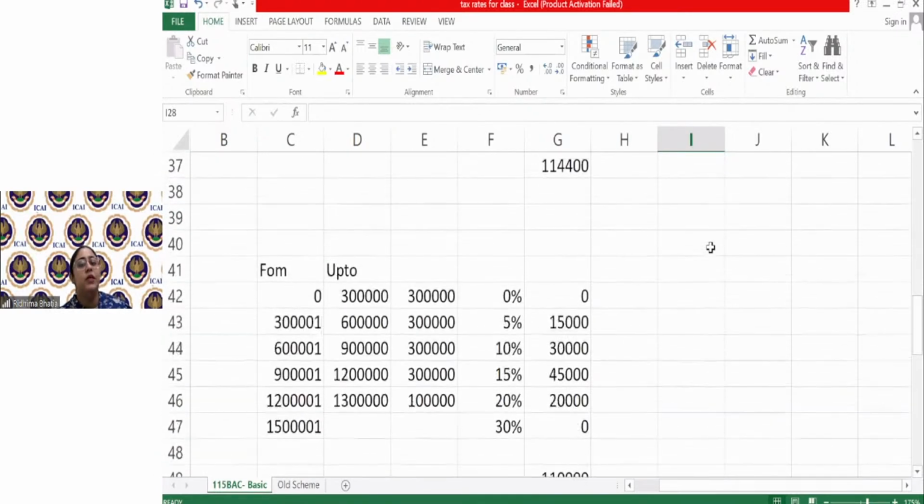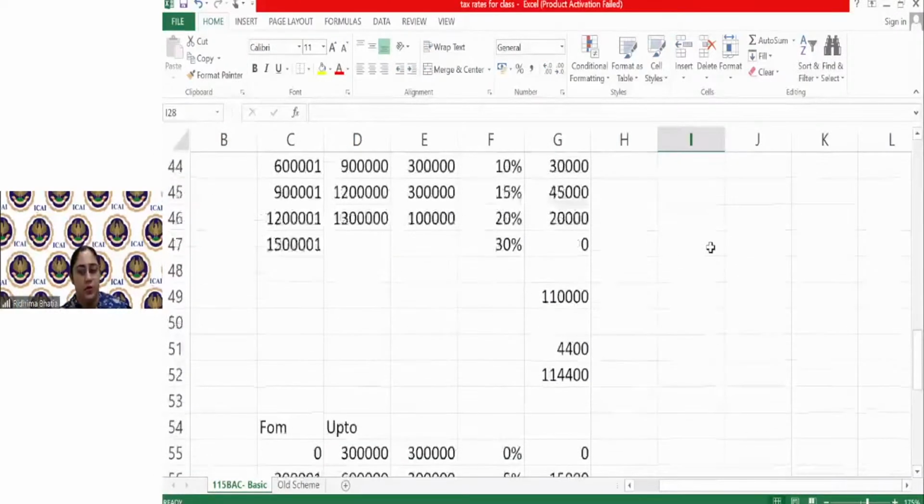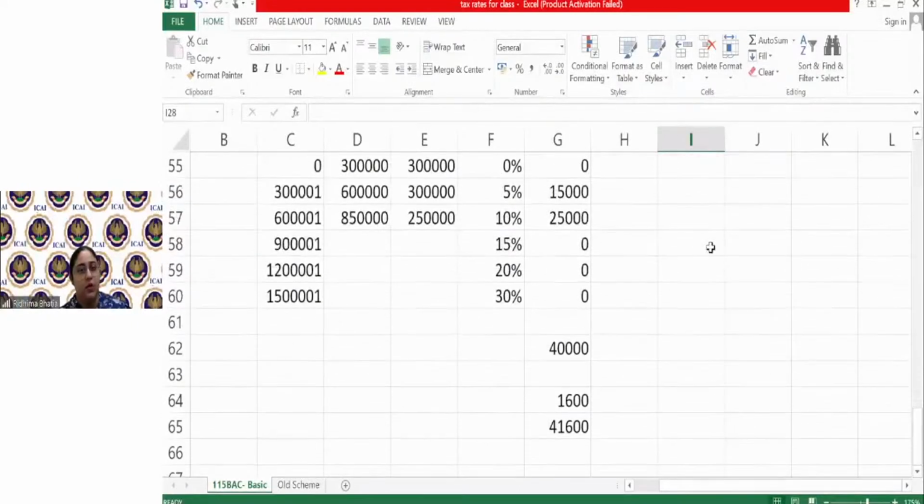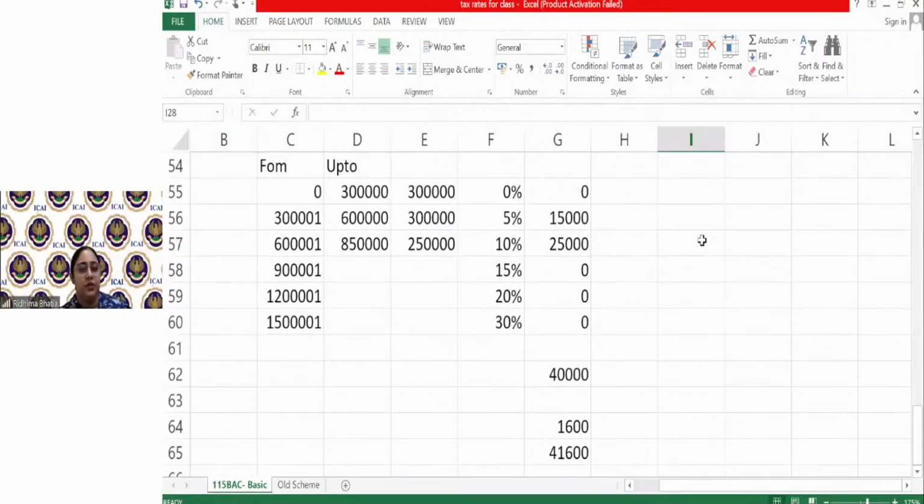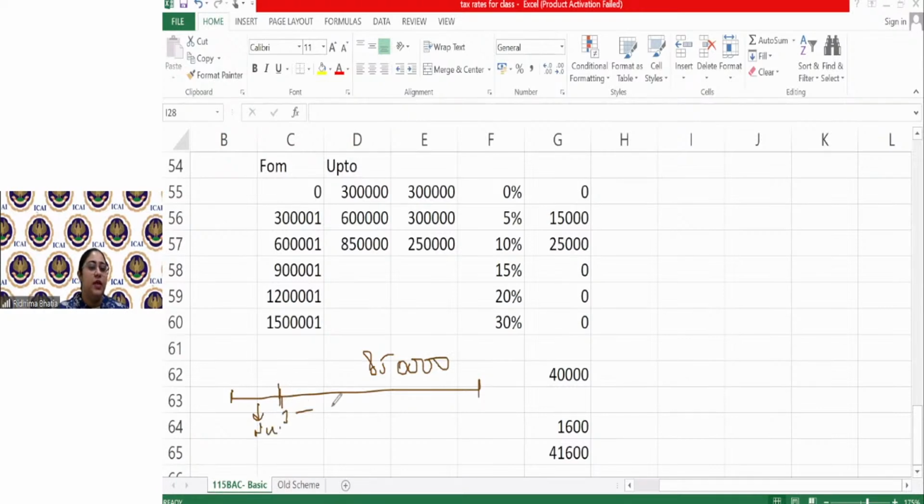Now let's suppose the total income is only 8,50,000. On the first 3 lakhs, no tax. Next 3 lakhs to 6 lakhs, 5%. 6 lakhs to 9 lakh is 15%, but this is now ending on 8.5 lakh only. So 10%. There is no need to take anything further. And this is what we did.